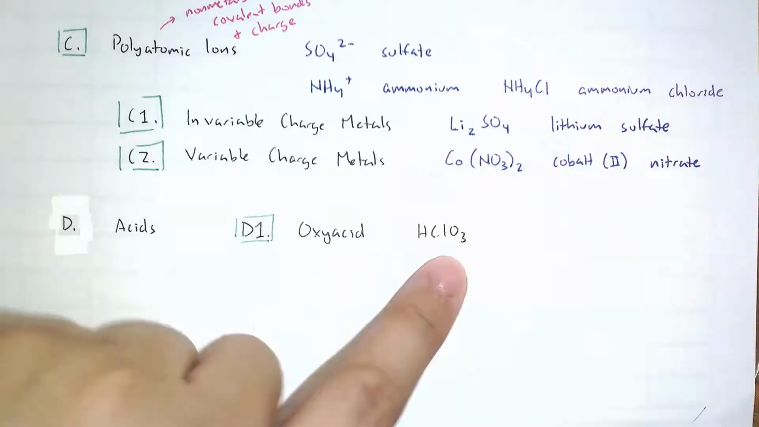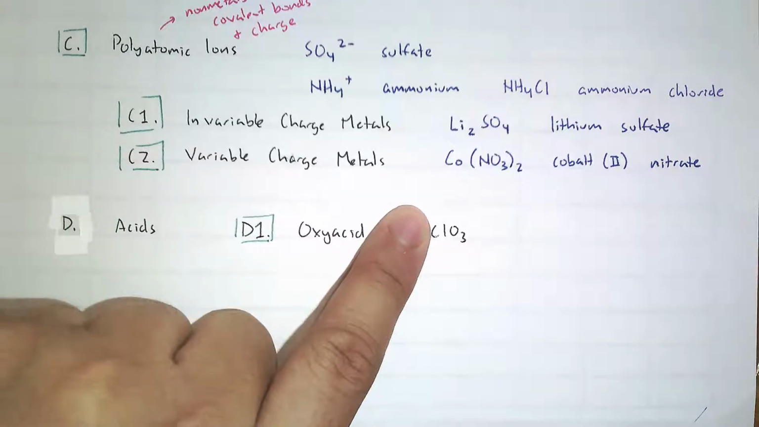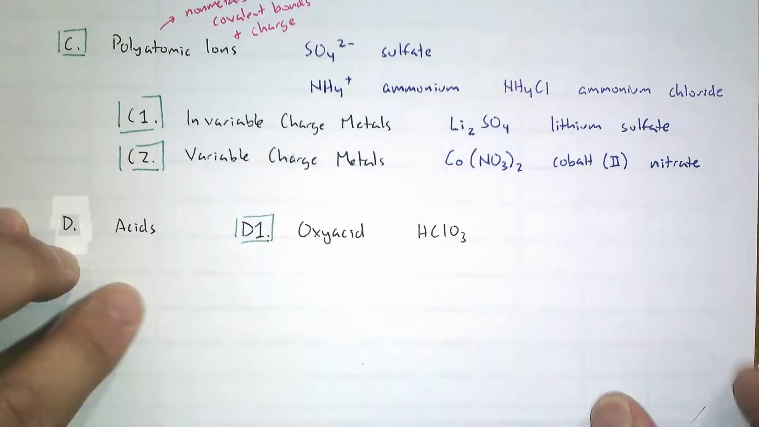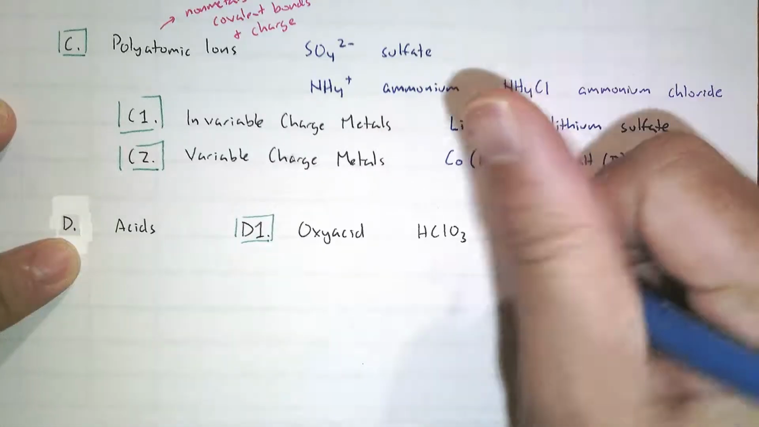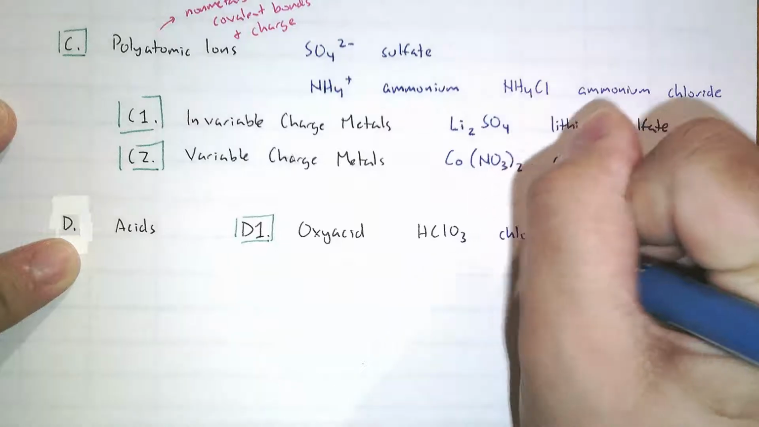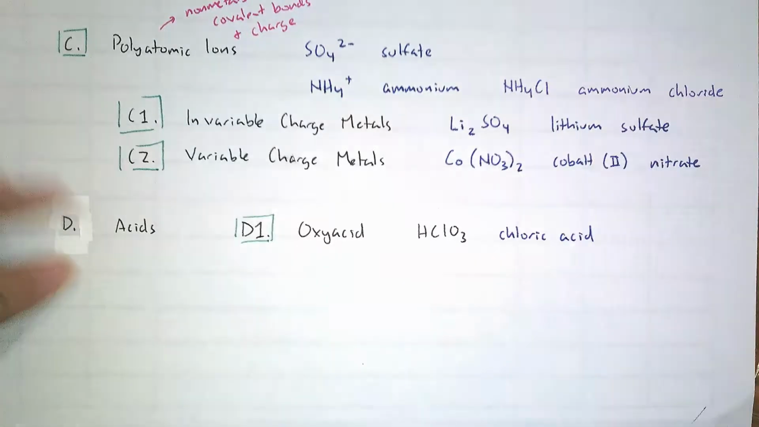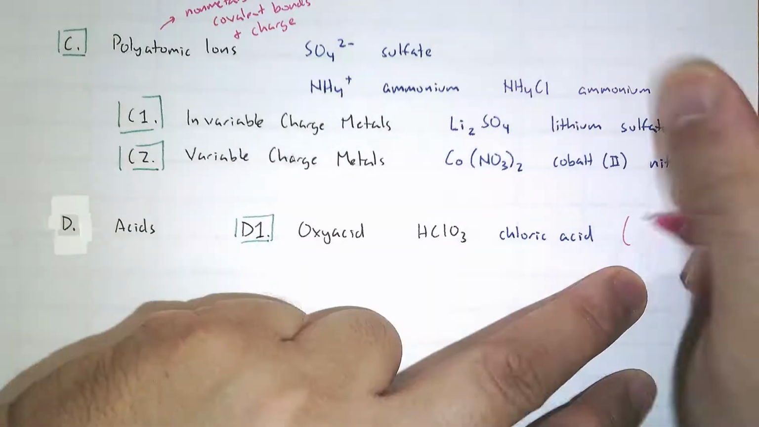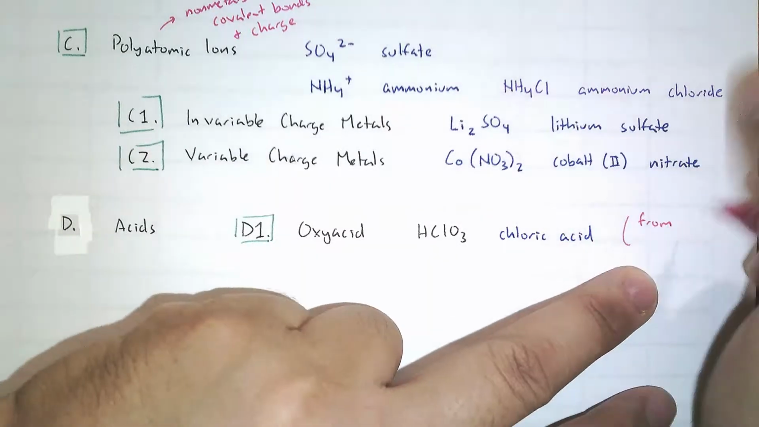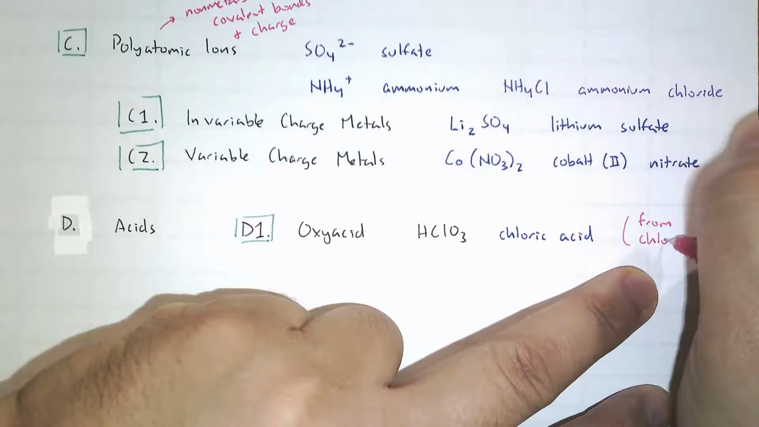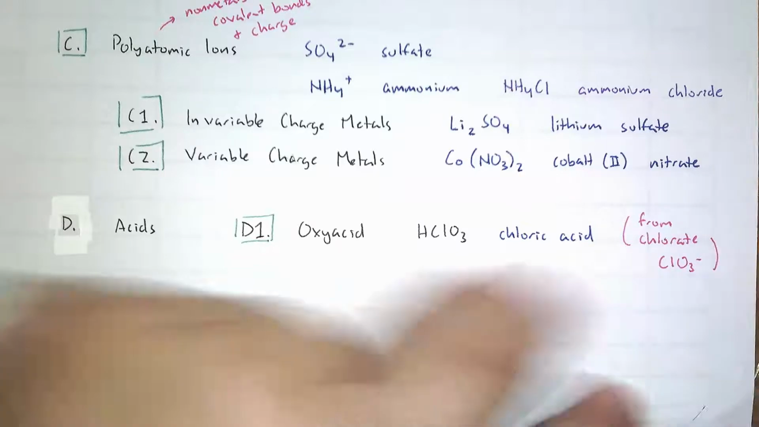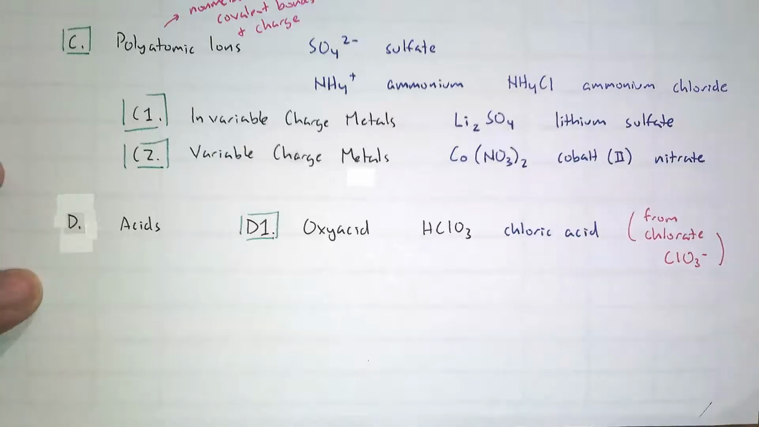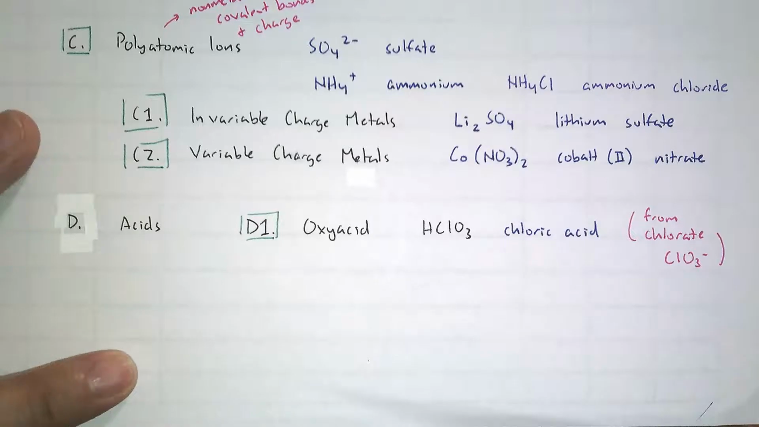HClO3. You notice that this part is a polyatomic ion, chlorate. When we add enough hydrogens to negate that negative charge, we get the acid. This is called chloric acid, and I'll put in parentheses, from chlorate. What's chlorate? ClO3-. That's an oxyacid. The non-oxyacids would be category D2.